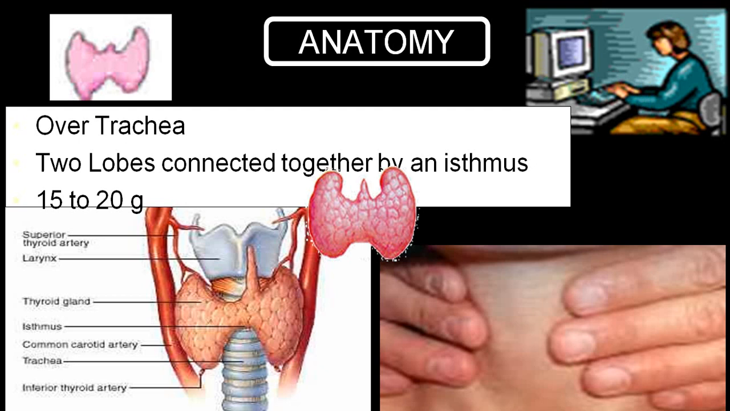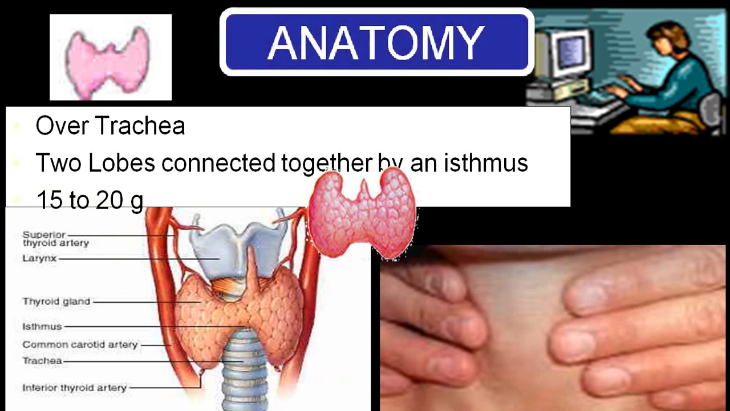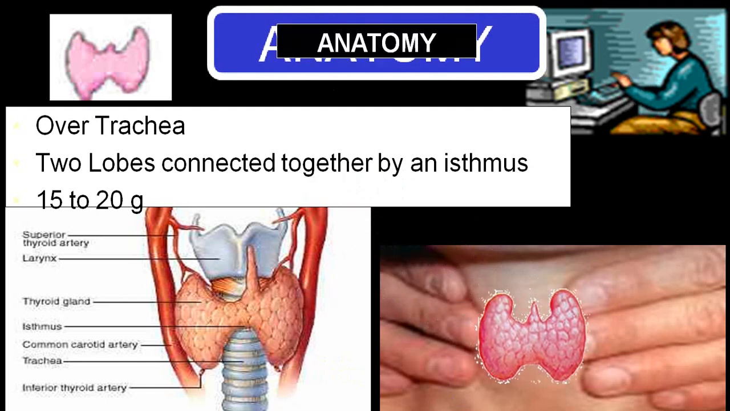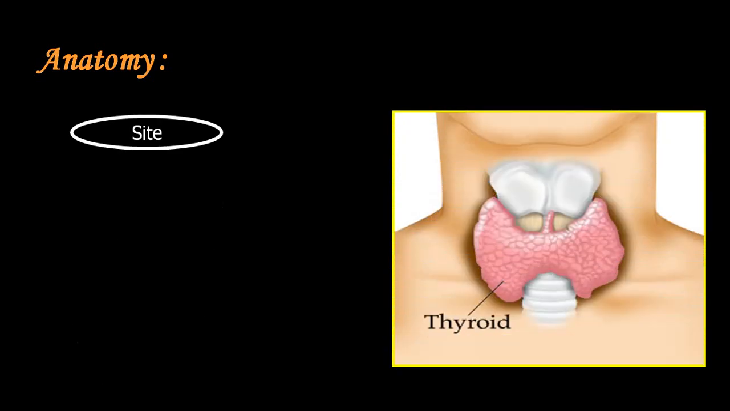So as far as anatomy is concerned, it consists of two lobes, the central part we call isthmus, and a small projection called pyramidal lobe. It weighs about 15 to 20 grams totally. All the different relations we'll be showing you as we proceed. Site wise, it is in front of the neck, anterior to the trachea. The isthmus is anterior to the trachea, and the two lobes are on the two sides of the trachea.